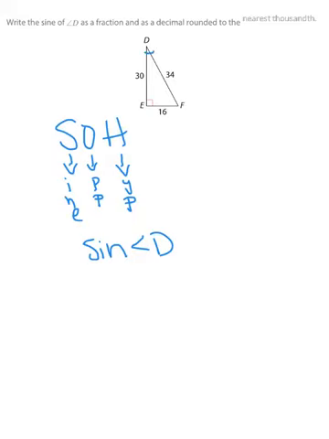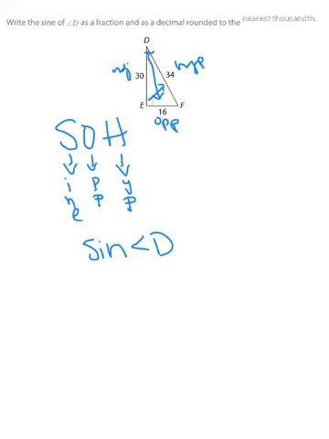Angle D is right here. I need to label what is opposite, what is hypotenuse, and what is adjacent. Again, the longest side length, across from the 90-degree angle, the distance from D to F, that's my hypotenuse. Then the side length that does not touch the angle that I'm talking about, side length 16, is opposite, and 30 is going to be my adjacent.